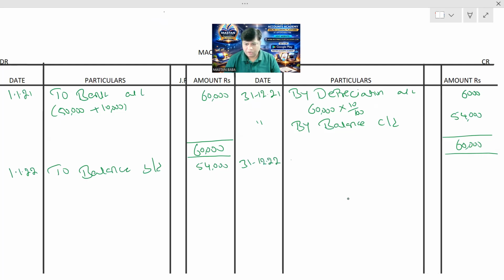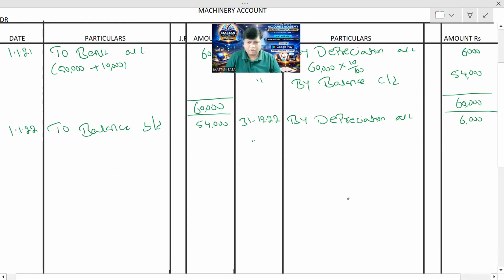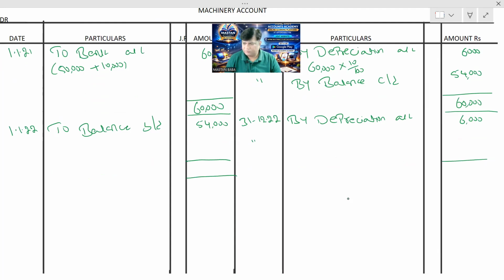On 31/12/2022, here also utilized for the full year. So by depreciation account, it is 60,000 at 10%, 6,000 always, full year I'm charging. Now calculate the balance of the asset. 54,000 here also 54,000. By balance carried down, 54,000 minus 6,000, which is 48,000.